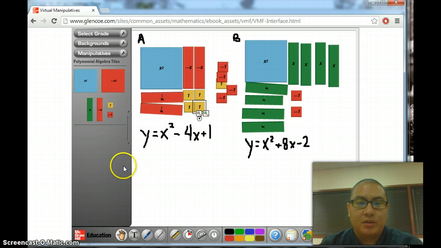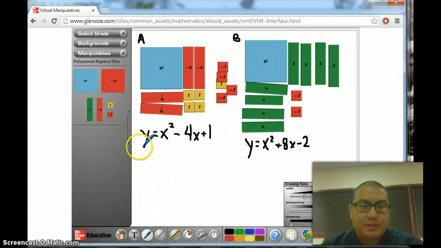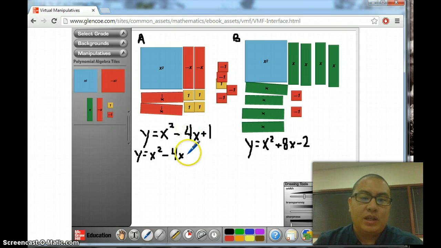And let's write what we just did. I took y equals x squared minus 4x, and this is where we did a little crafty math thing where we added 4 and then we subtracted 4.